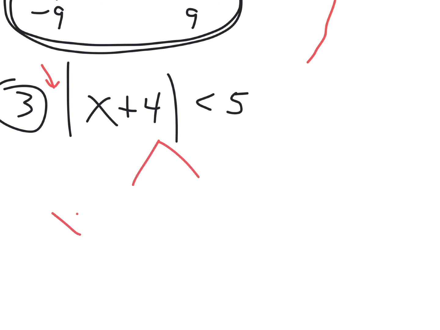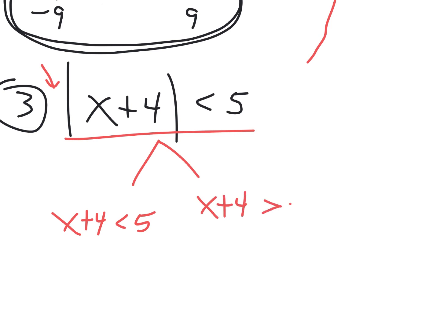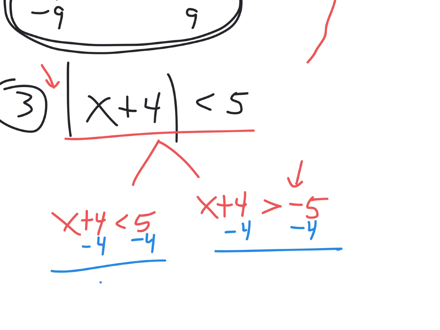I split into x plus 4 is less than 5, just like it says. You always do the first one just like it says. And then x plus 4 is greater than negative 5. This becomes negative because it's like you're multiplying by a negative, so the sign has to switch. Subtract 4, subtract 4. Draw a line. x less than 5 minus 4 is 1. x greater than, they're on the same team.